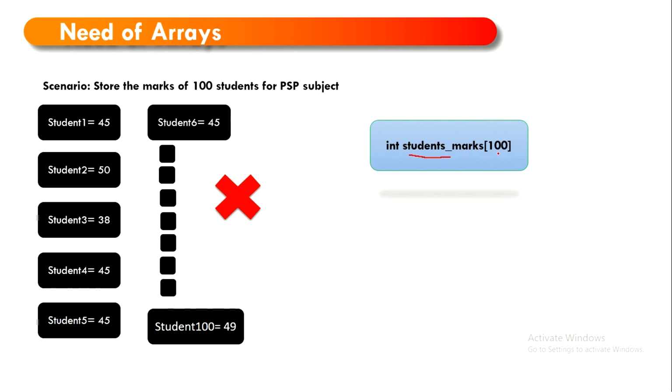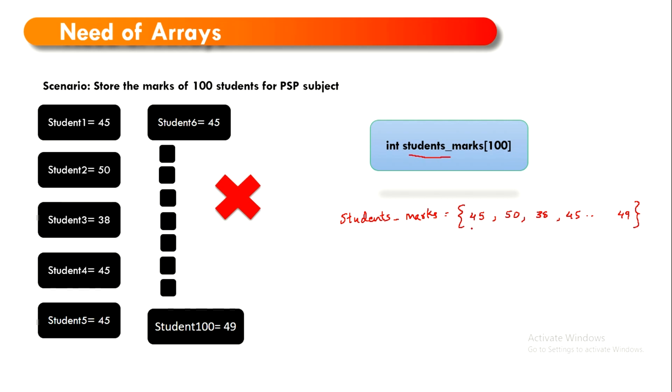So we'll just have to put 100 different data inside it. What we have written is our array, and this is how the data will be stored. Suppose student 1 scored 45, student 2 has scored 50, student 3 has scored 38, student 4 has scored 45, and so on till student 100. The values will be stored like this.